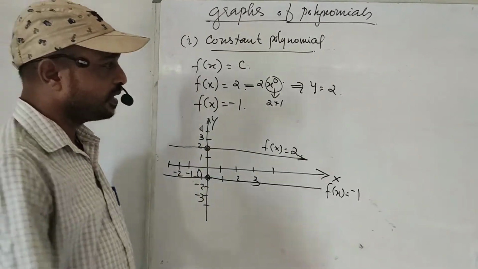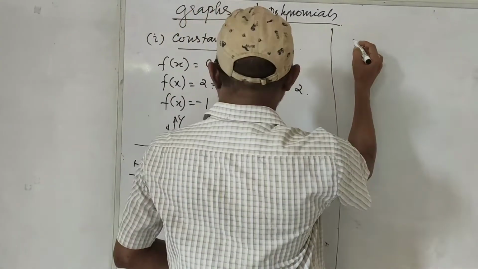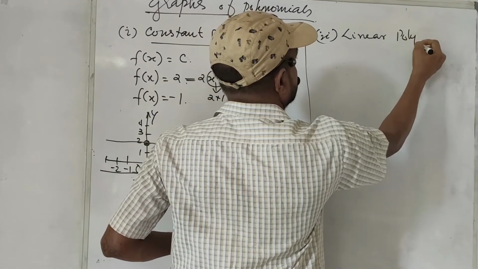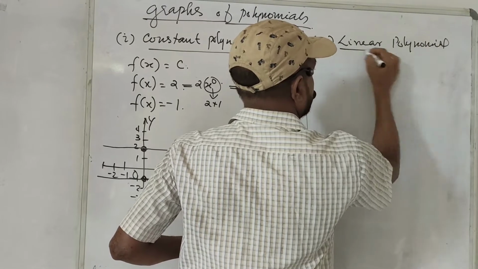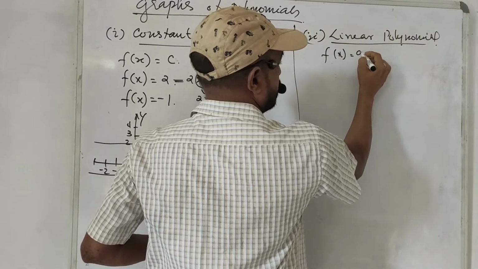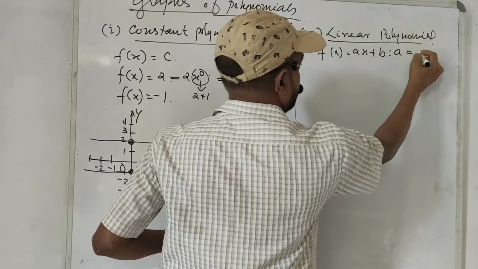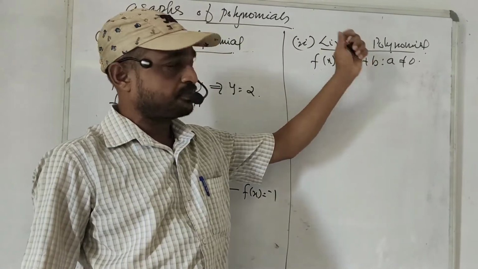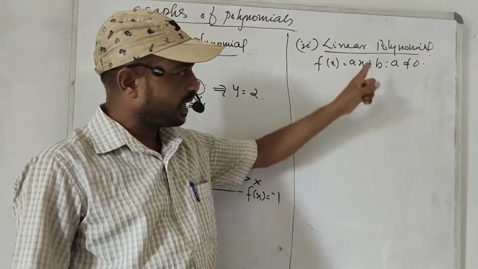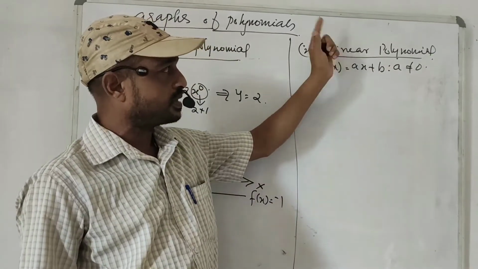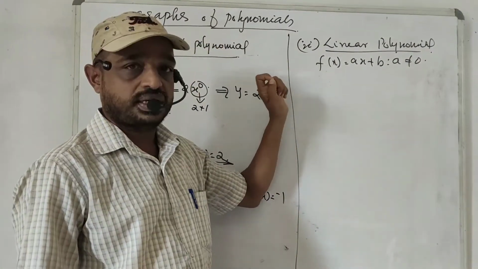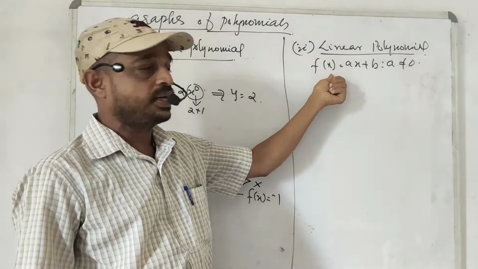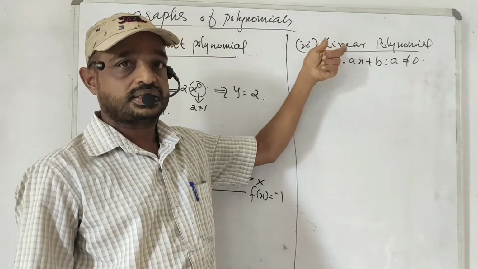Now let us move on to the second type, the linear polynomial. A linear polynomial is a polynomial of the form f(x) = ax + b, where a is not equal to 0. In our last lecture we have seen that f(x) = ax + b is the general form of a linear polynomial, or a first degree polynomial. Why is it called linear? It is because the graph of a linear polynomial is a line.